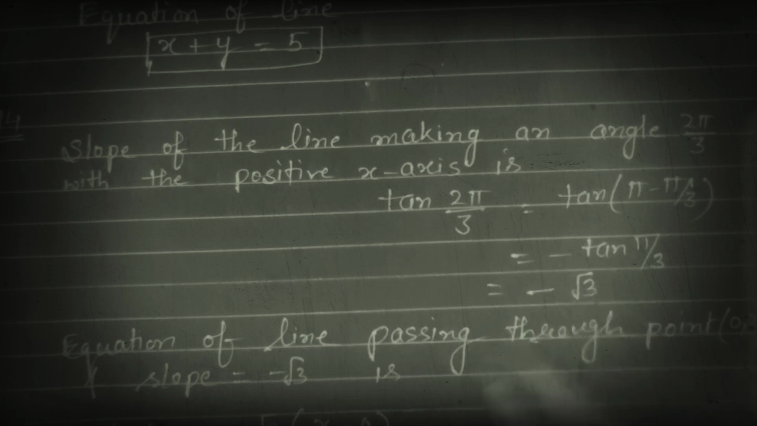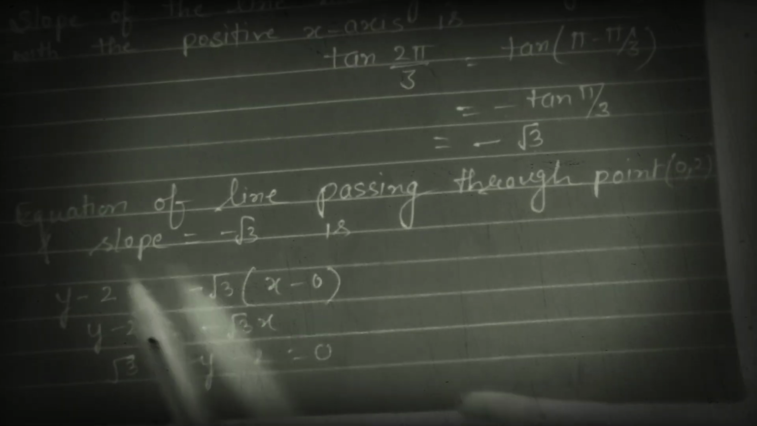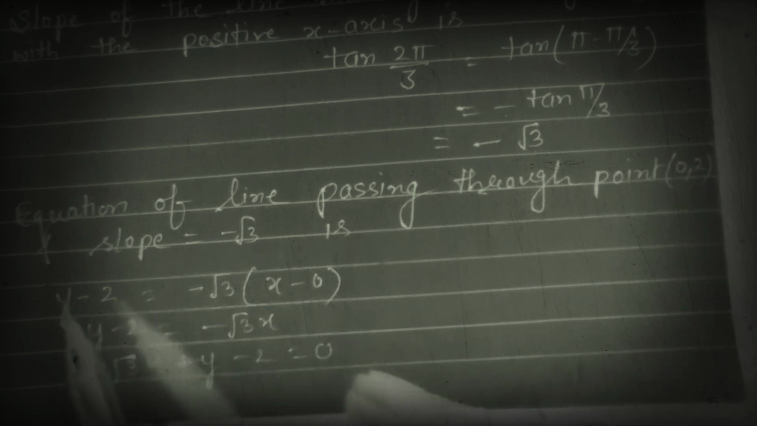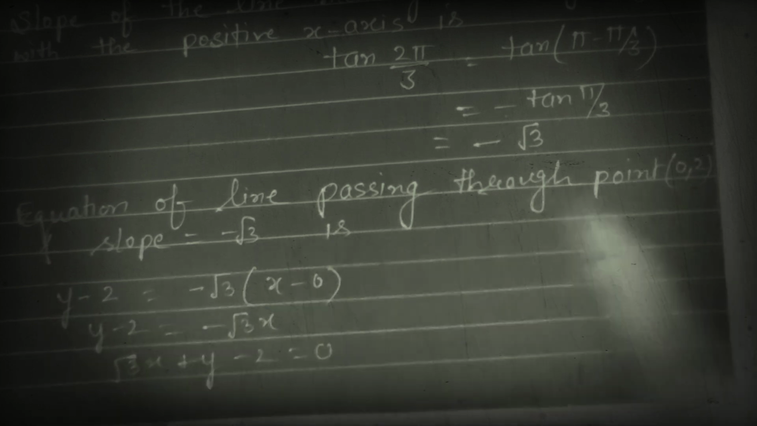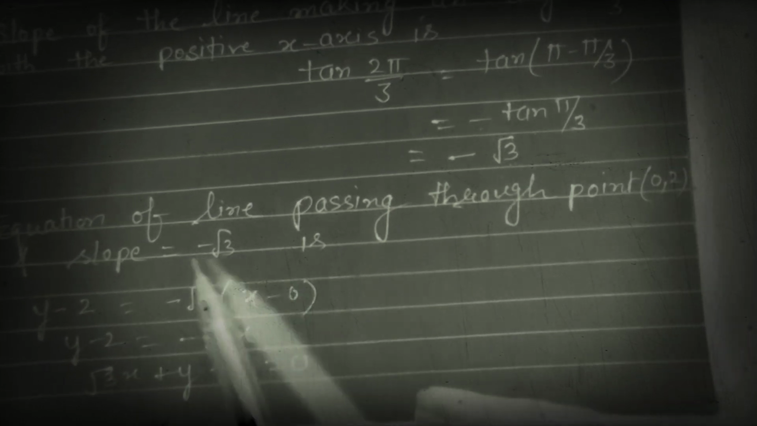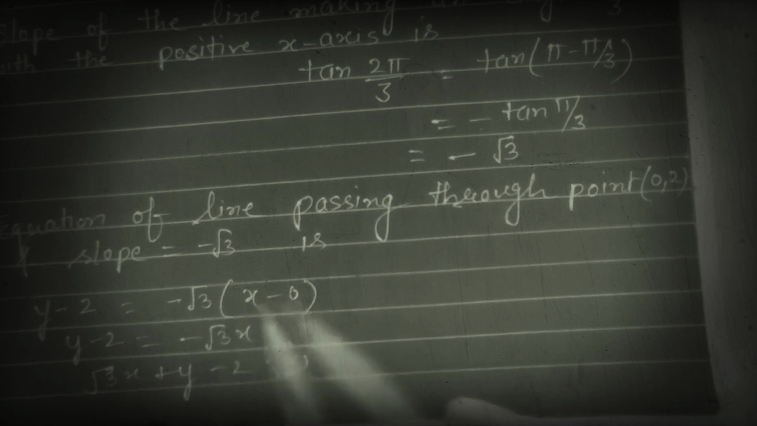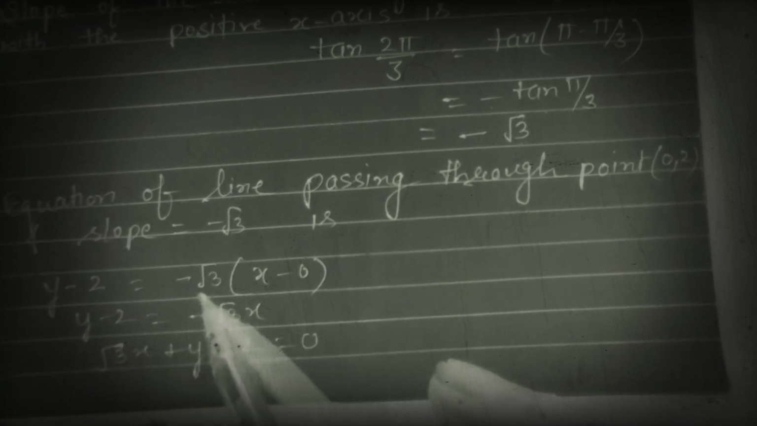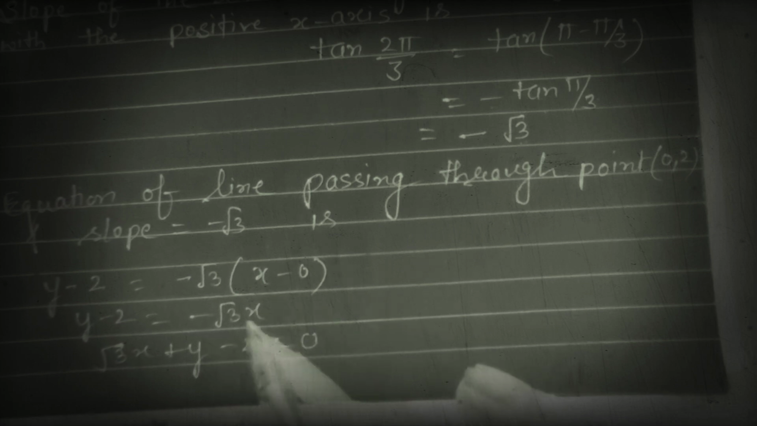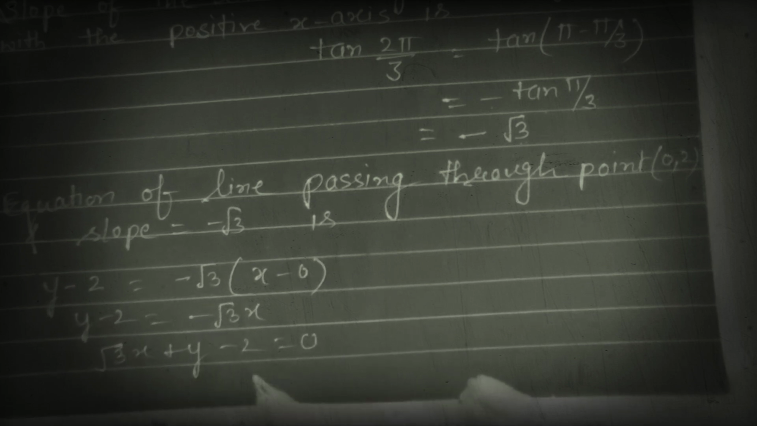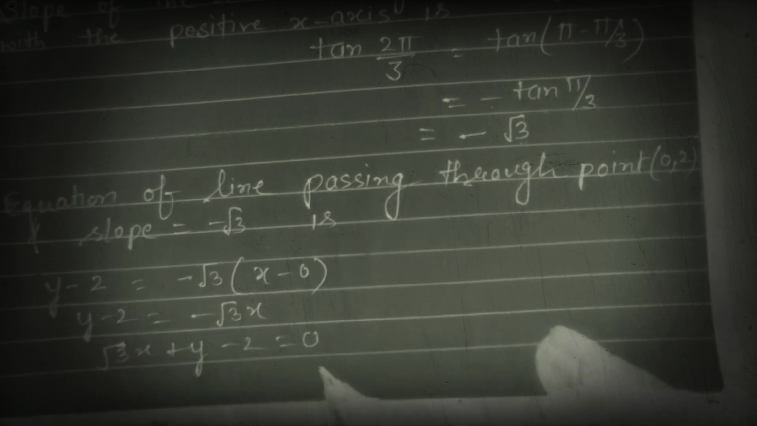Then this is the slope and the passing point is (0, 2). The equation of the line passing through (0, 2) with slope minus root 3 is y minus y1 equals m into x minus x1. Here y1 is 2, m is the slope, and x1 is 0. So y minus 2 is equal to minus root 3x. Then we take everything on the left hand side: root 3x plus y minus 2 is equal to 0. This is the required equation of the line.